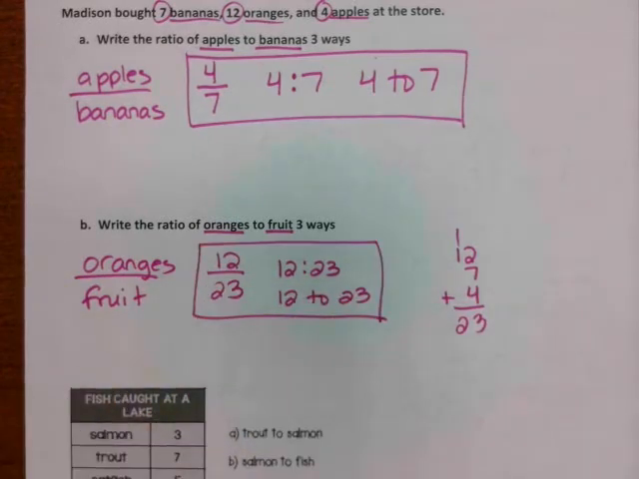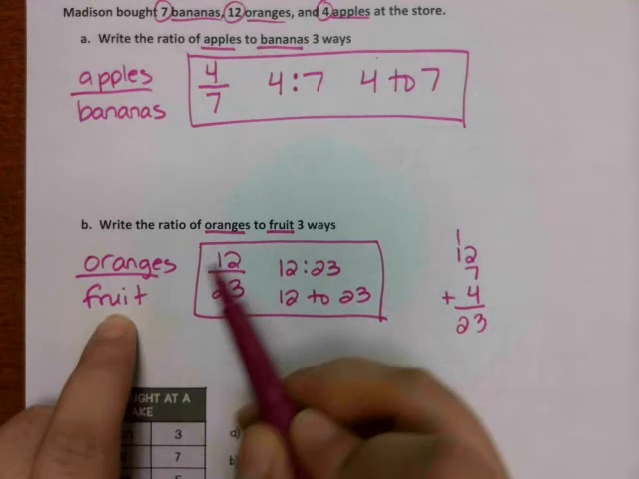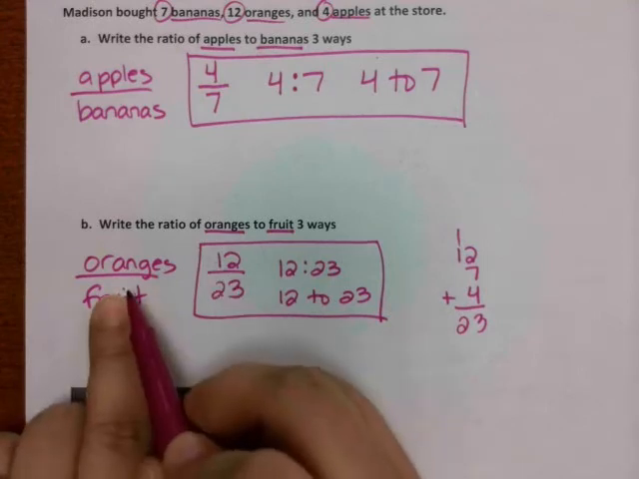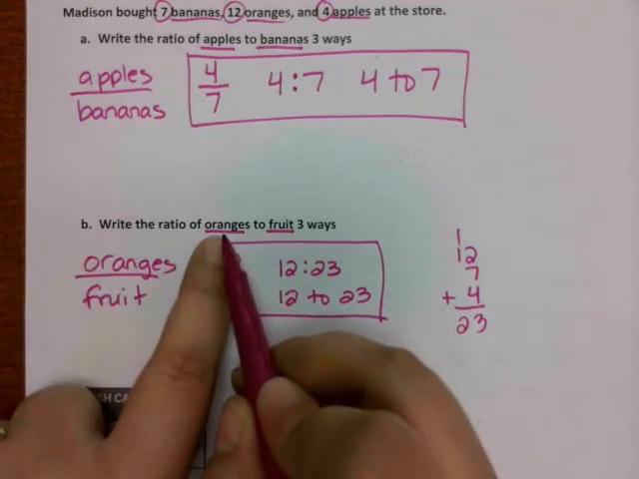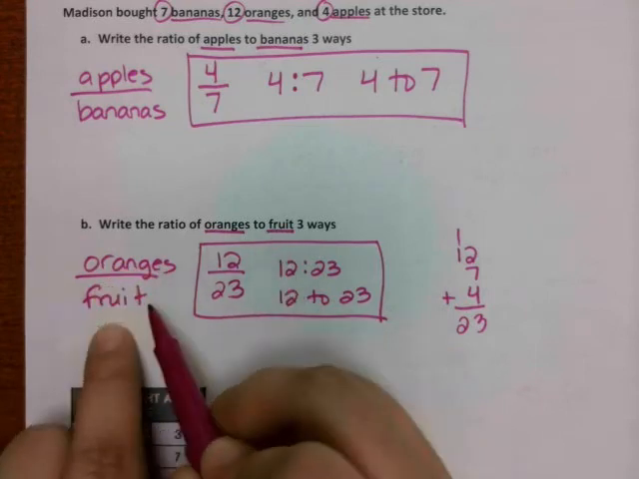And that's it, guys. It's that simple. Don't make it harder than it needs to be. Just make sure when you write your fraction, you write them in the correct order that's given to you. You don't want to flip these. Whatever is given to you first is your numerator. Whatever is given to you second is your denominator.